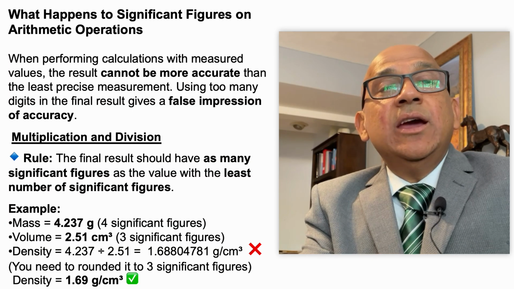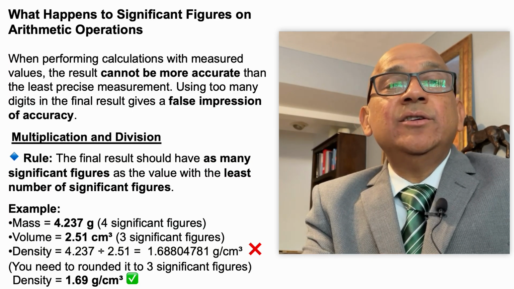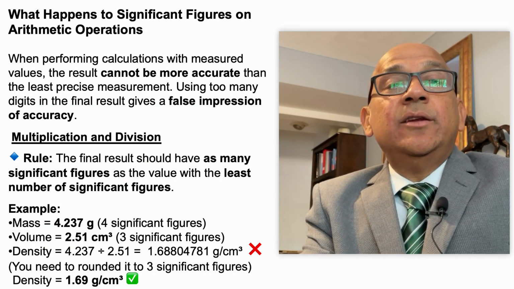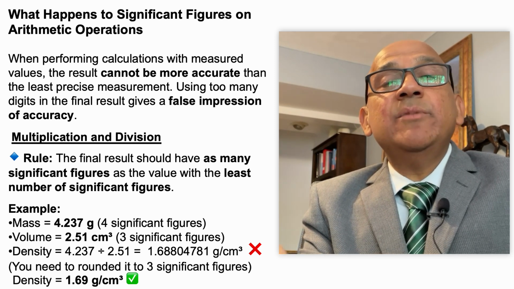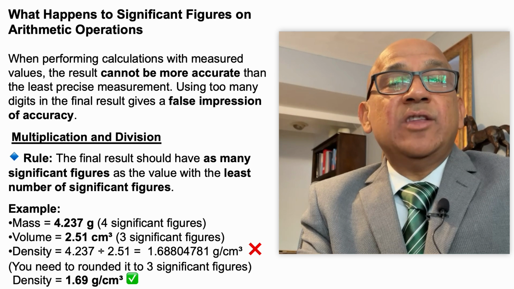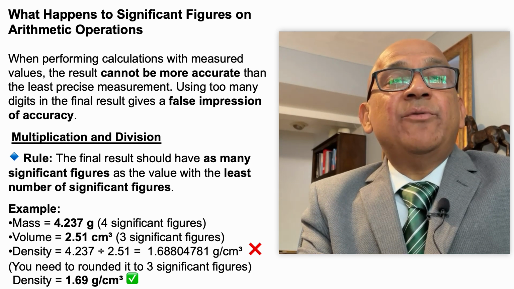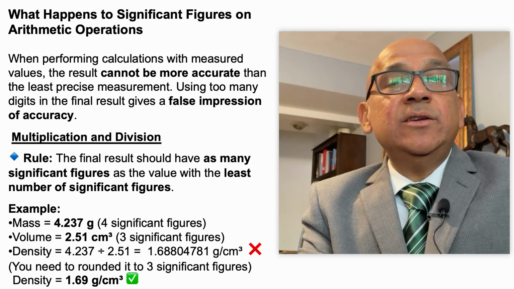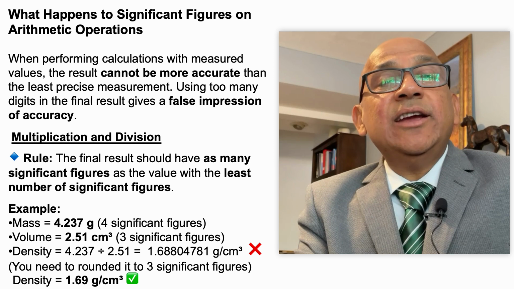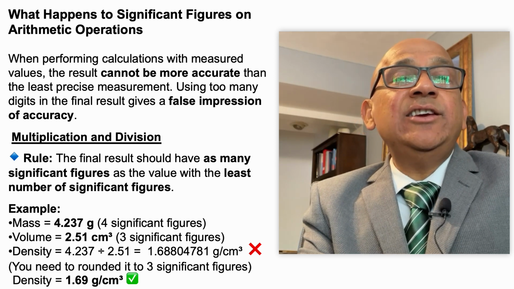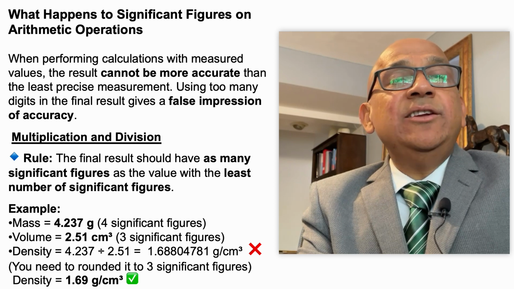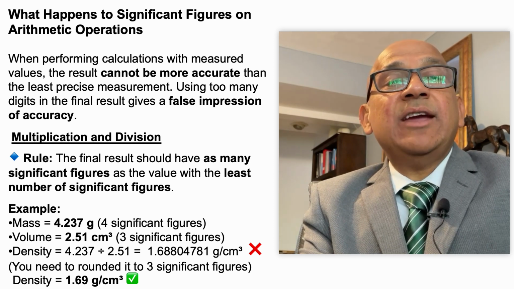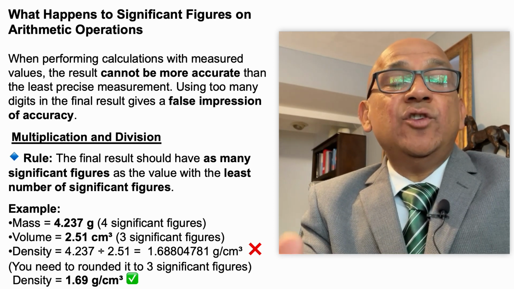When performing calculations with measured values, the result cannot be more accurate than the least precise measurement. So, this is the rule of thumb. Using too many digits in final results can give a false impression of accuracy.